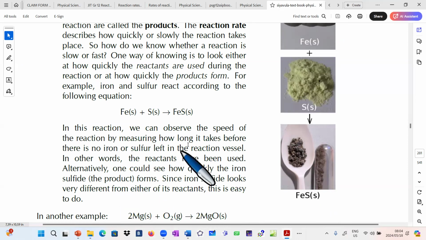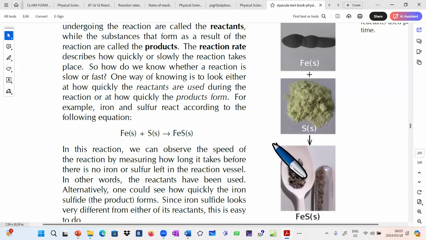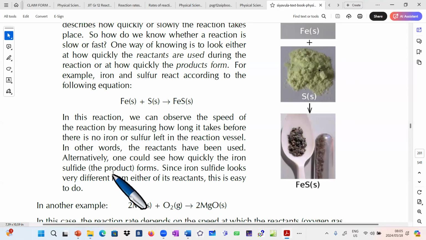So we really are saying that iron sulfide looks very different from either of its reactants. If you look very carefully, here is iron, and look at its color and its appearance. You look at sulfur and its color and its appearance. Now you look at iron sulfide, and it looks really very different from the iron, which is a solid, and the sulfur, which is a solid. Since iron sulfide looks very different from either of its reactants, this is easy to do.